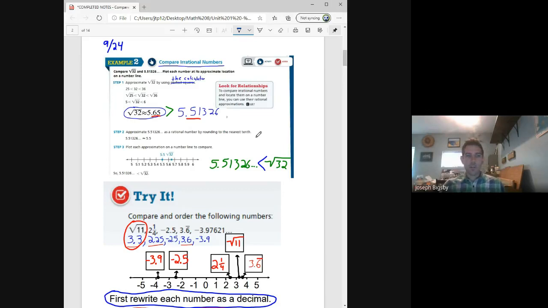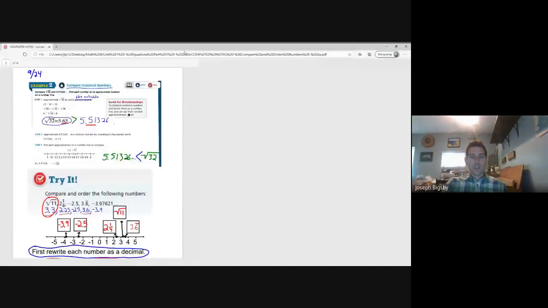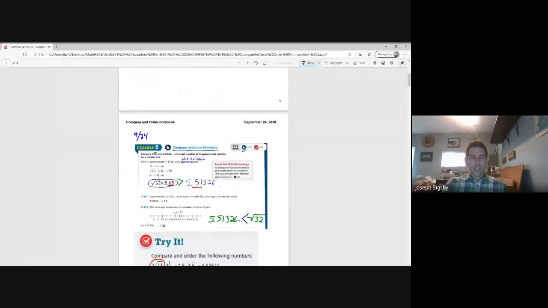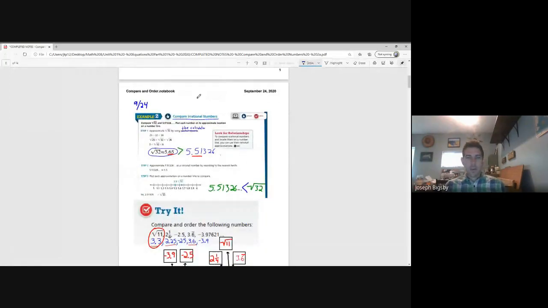Today we're going to talk about comparing real numbers. That means we're going to compare both rational and irrational numbers. All right, so to start this lesson, the easiest way to compare two numbers is by converting them both to decimal numbers. Once they're in decimal form, we can easily compare which number is smaller or larger.